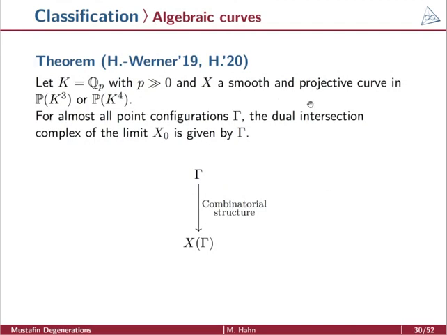Namely, what we proved is, if we have a smooth and projective curve living over the p-adic numbers, then we may embed that in P^3 or P^4. So indeed, we get all smooth and projective curves for the p-adics because any such curve may be embedded in P^4. And what we show is that for almost all point configurations gamma, the dual intersection complex of the limit X0 is given by gamma. So this gamma determines already the complete combinatorial structure of the Mustafin degenerations of the curve.